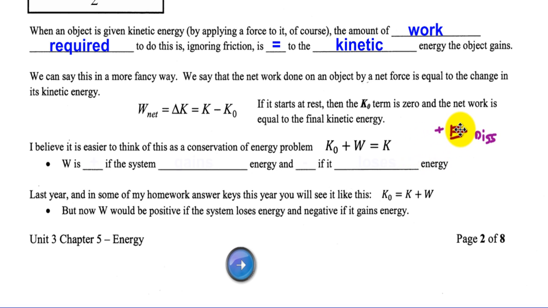So using this whole E dis probably isn't the best idea anymore. You can still do it, but you're better to put work over here on the left side and think of it in terms of positive work is adding energy, negative work is taking energy out. Right, so we said work is positive if the system gains energy and it's negative if it loses energy. So again, try to get used to putting this work on the left-hand side of your conservation of energy equation compared to doing this whole E dis that we were doing last year.